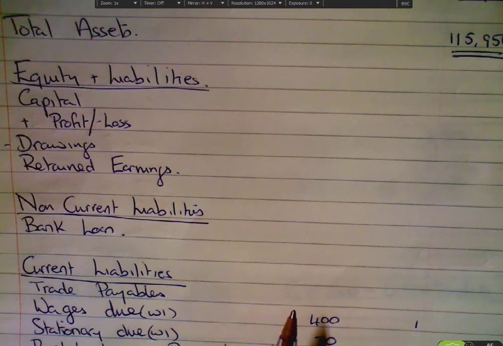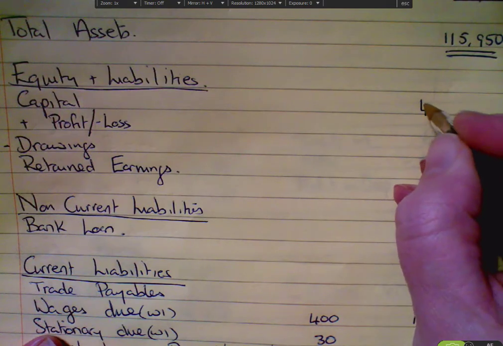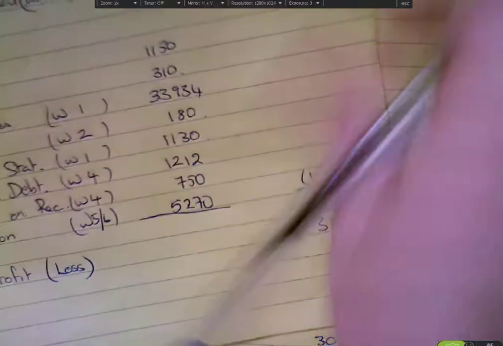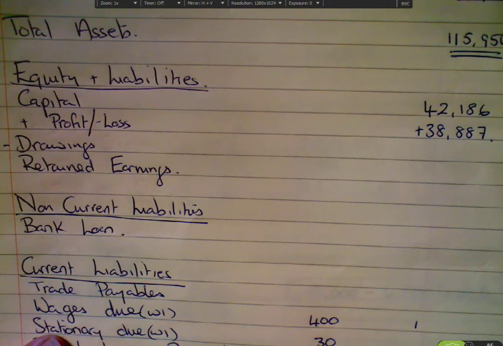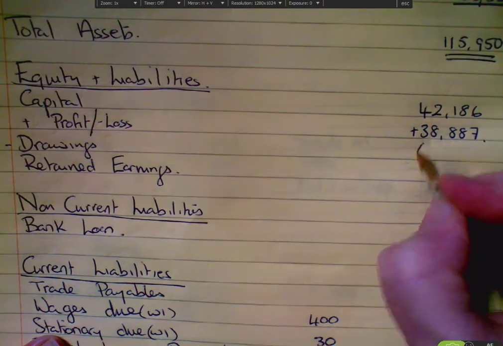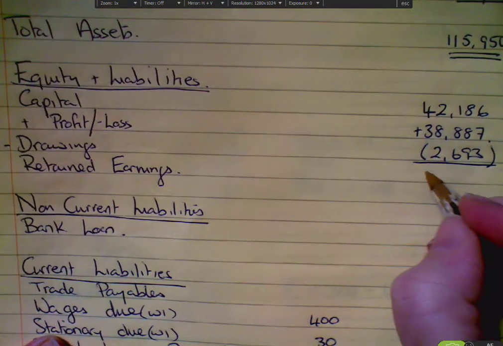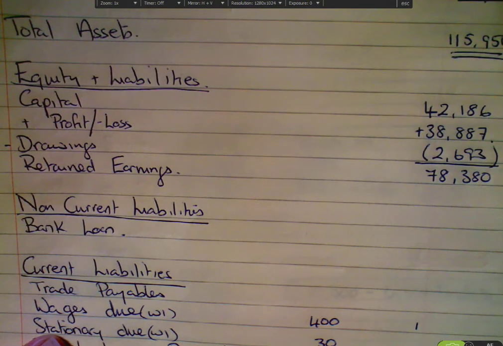Okay, so let's go back to what we already know. The capital figure that we had, we're going to start with that, and we're saying it was 42186. Okay, that came from our trial balance, plus the profit that we have just calculated that we made, which was the 38887, minus the drawings, which they told us in our trial balance was 2,693. So minus drawings, 2,693. And that gives you your retained earnings. And what is retained earnings? It's earnings that you haven't drawn out of the business yet. Okay, so whatever you put in, plus any profit that has been made, less any drawings to date.